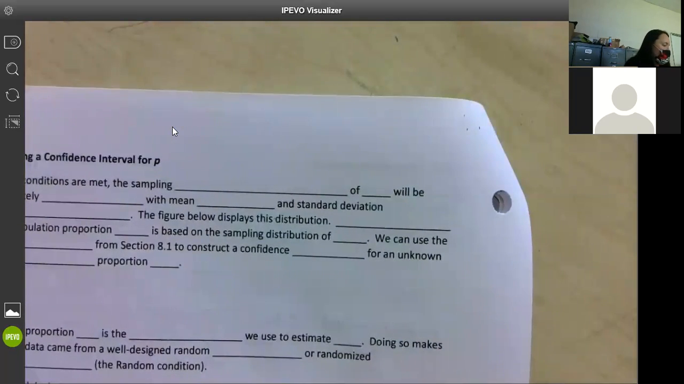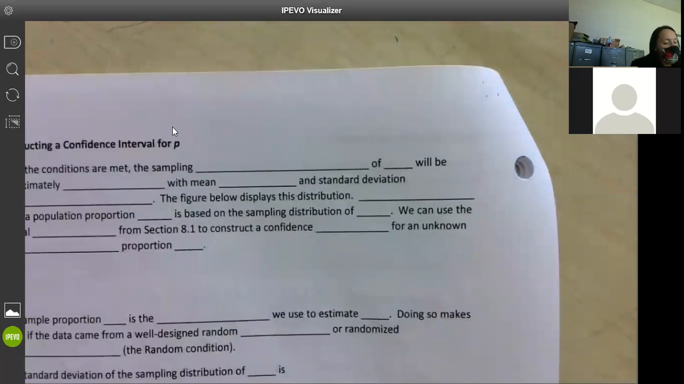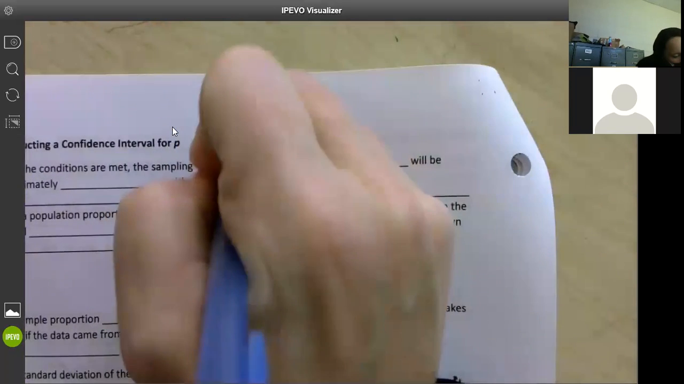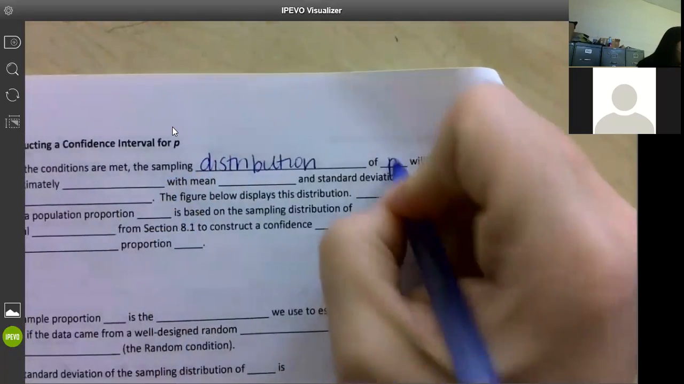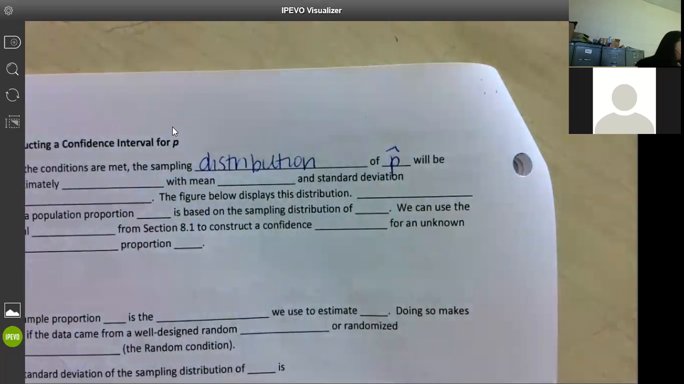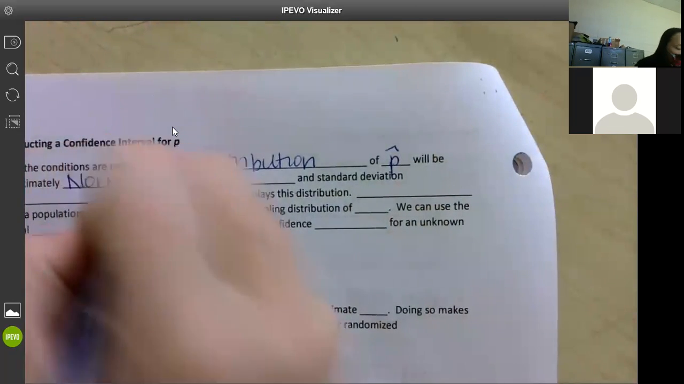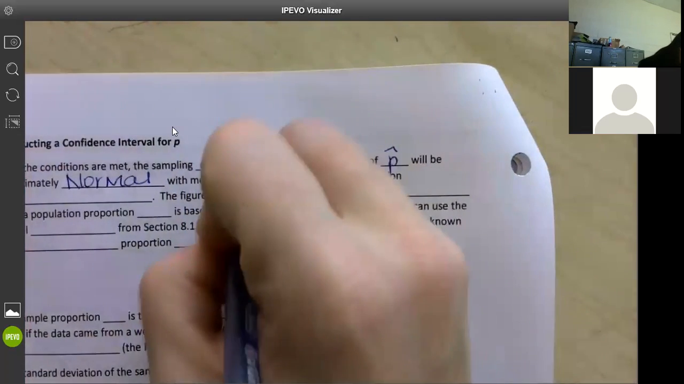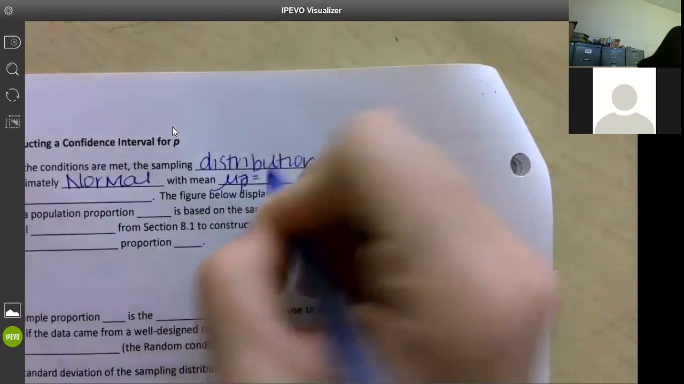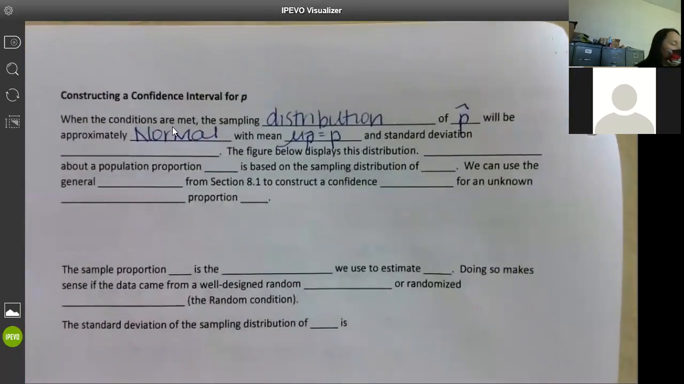Constructing a confidence interval for P. This is where it gets crazy. You ready? When the conditions are met, the sampling distribution of P hat will be approximately normal. Why are they normal? Because it passed the large counts. With a mean of P, just like we did before. So there's nothing new there.